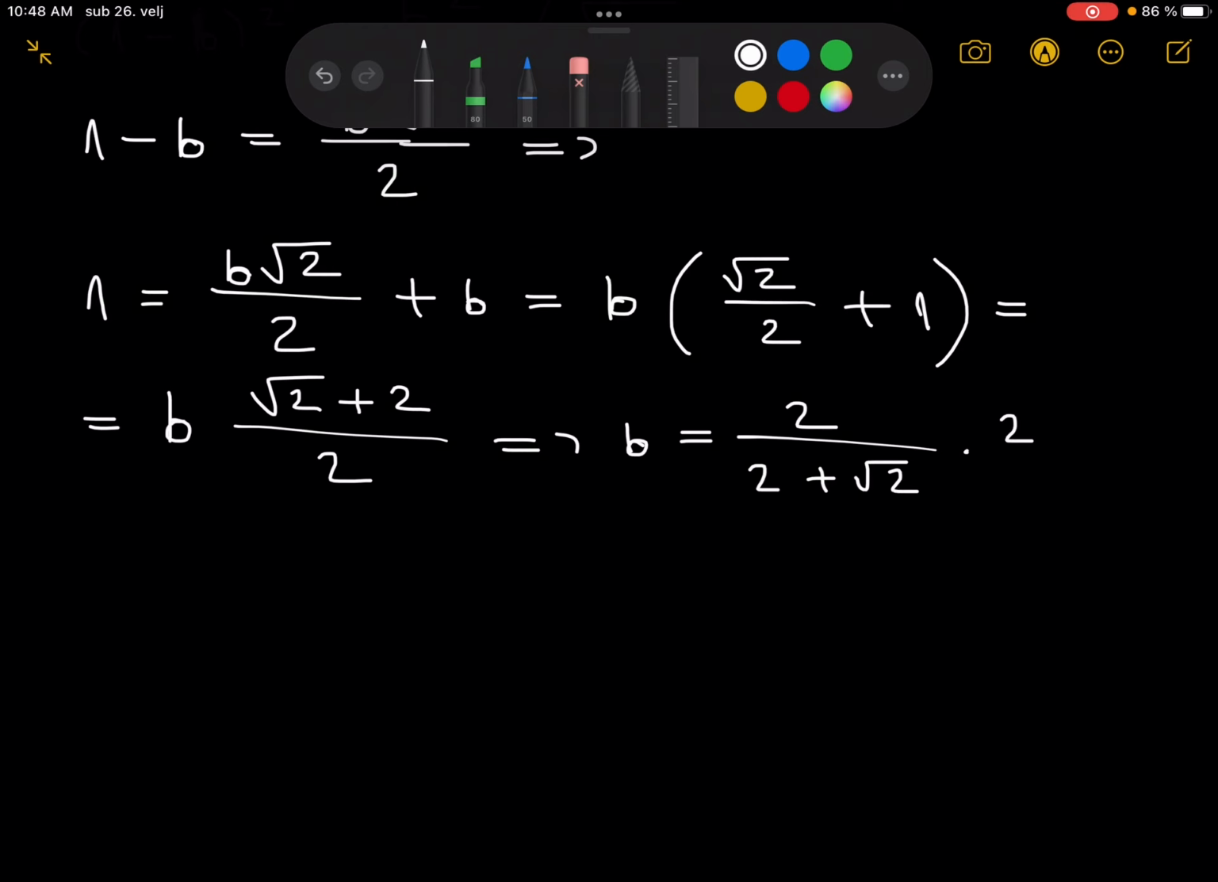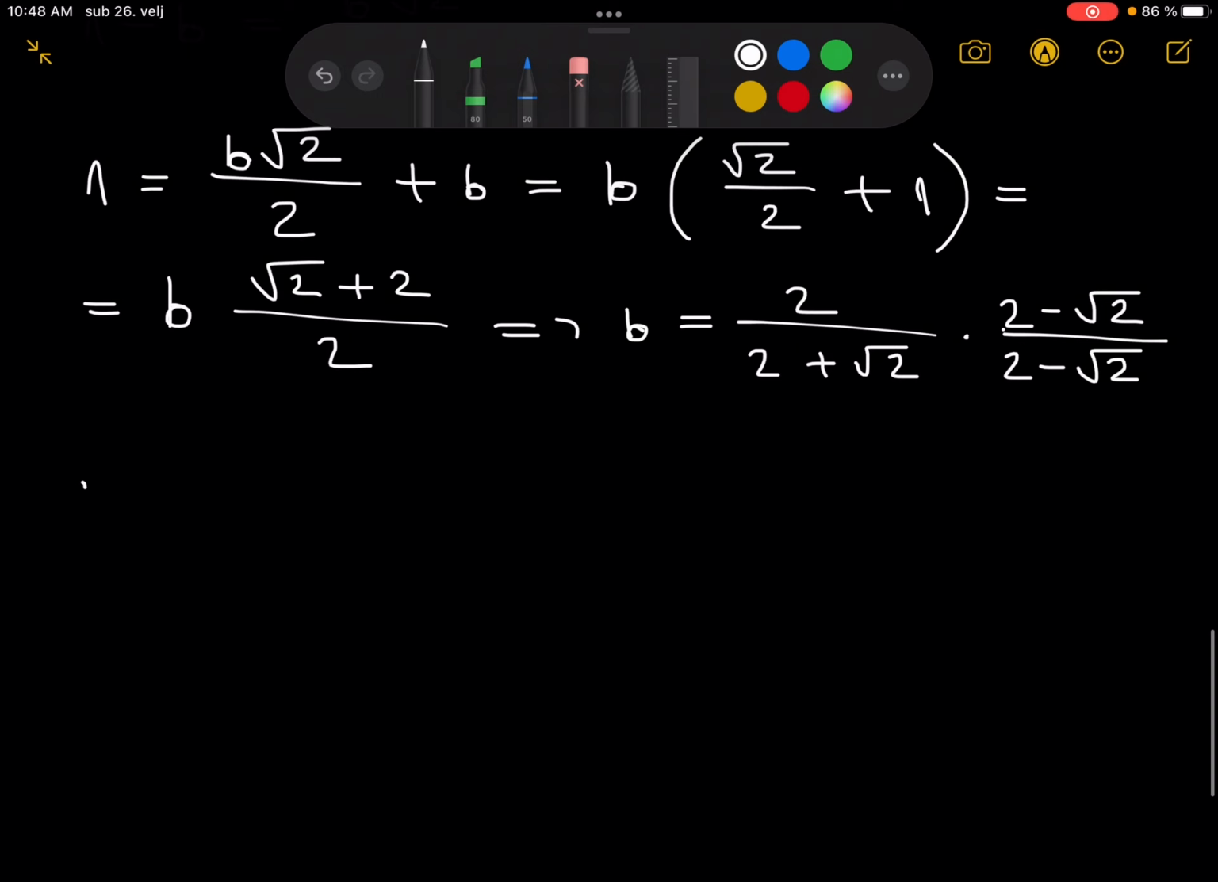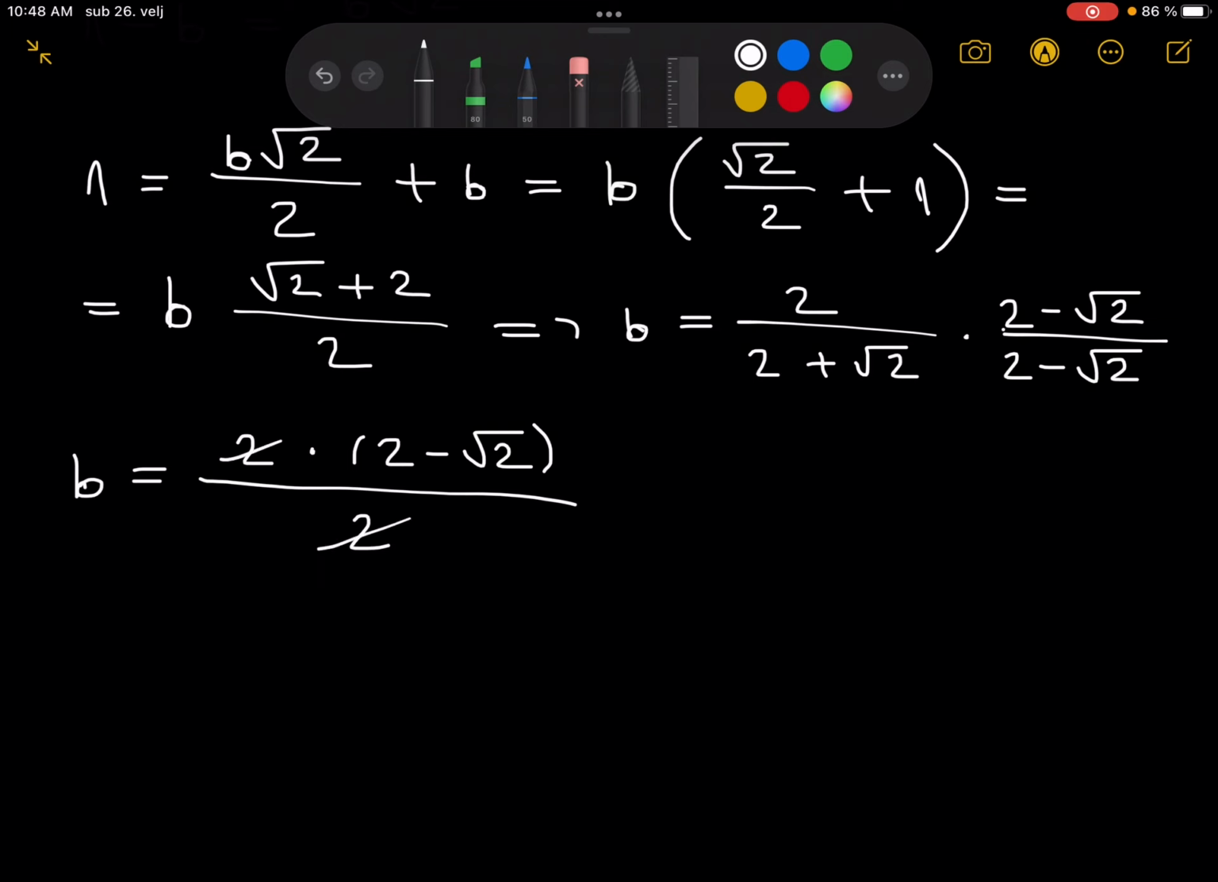Of course, we want to rationalize it by doing this, so that's going to be 2 minus the square root of 2 over 2 minus the square root of 2. So b is equal to 2 times (2 minus the square root of 2), and in the bottom we still have the difference of squares, so that's going to be 4 minus 2, which is 2, and these 2's cancel out. So from here it follows that b must be equal to 2 minus the square root of 2.